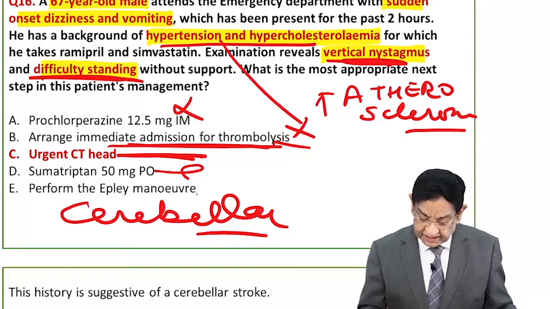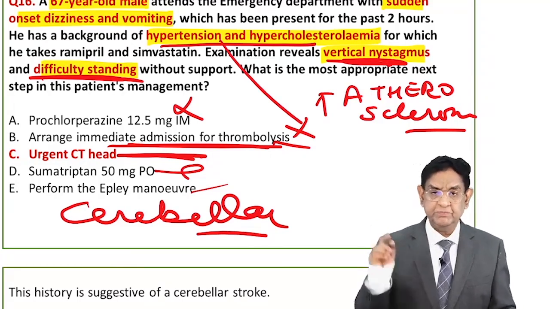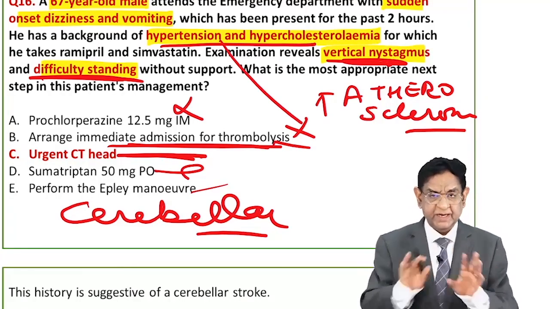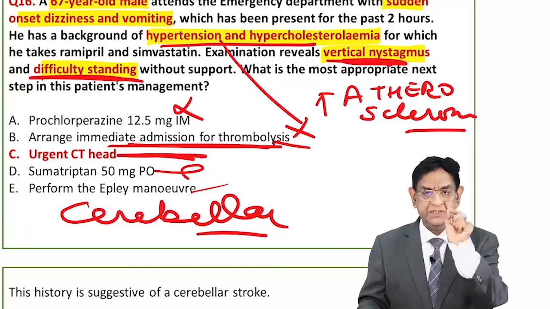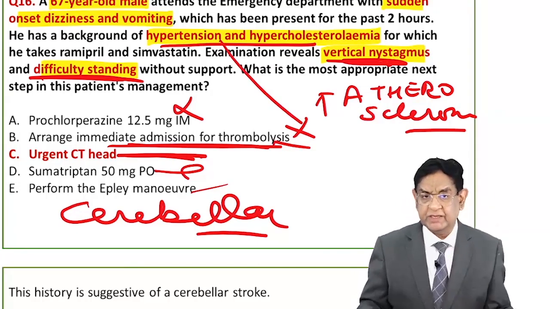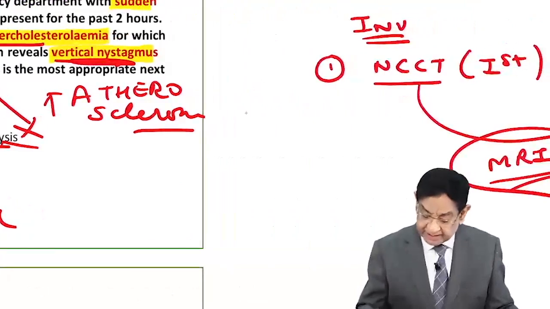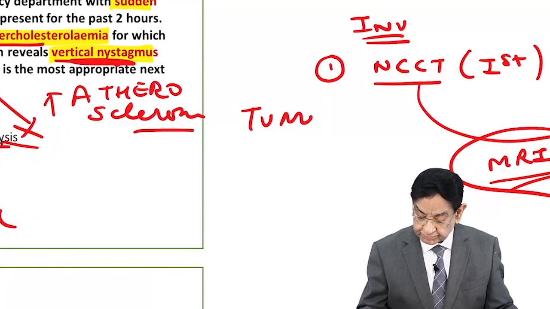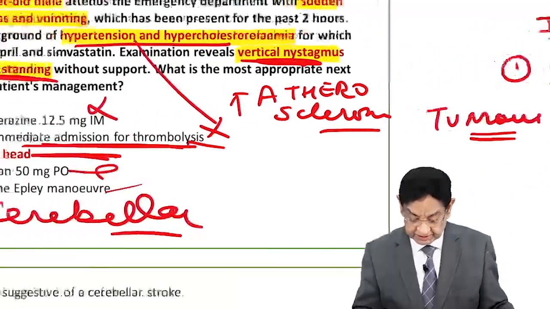Sumatriptan for angina, this for vertigo, this for the positional vertigo. So none of them. The answer is urgent CT scan, non-contrast. We never use contrast in stroke. Contrast we use for some brain tumors. For stroke, we always use non-contrast.